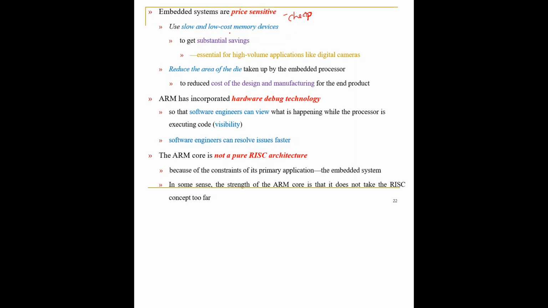So we use memories which are slower, thereby the size, I mean the cost of that also will be reduced. However, when you say that speed is the parameter, what I'm looking into in the embedded system, then I'll go with the costlier memories to get substantial savings. Essential for high volume applications like digital cameras, because whenever I speak about cameras, it needs to have memories in terms of terabytes. So when I speak about the costlier memories, the terabyte memory will be very costly, isn't it? So I tend to use memories which are cheaper and slower.